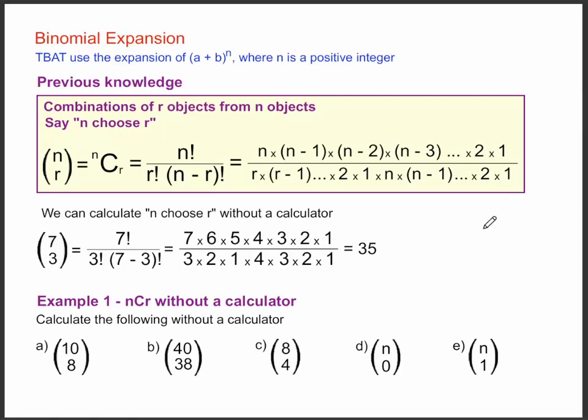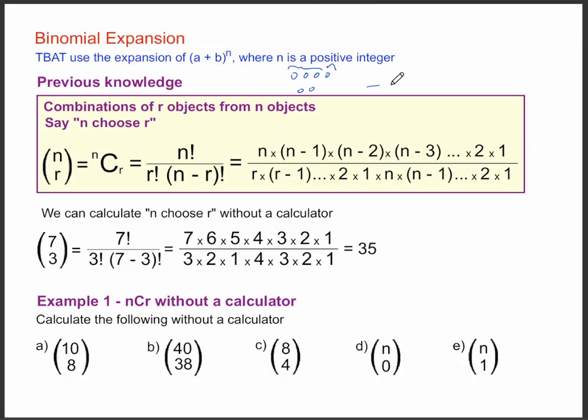This is the first part for the topic of series, and we're going to look at binomial expansion. Now, before that, we need to know what this is: combinations of R objects from N objects. What does that mean? If you have N number of objects, and you want to choose R objects from there, you want to choose them.